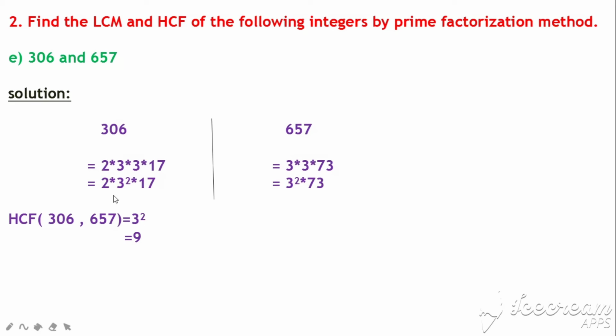Now what is LCM? LCM is the greatest power of each prime factor. So for prime factor 2 it is the greatest. For 3 square there are two values, that is 3 square and 3 square. So 3 square is a prime factor, but you need to choose only one 3 square. Now 17 is only present once, so 17 is considered. 73 power 1 is also considered. Now the LCM is 2 into 3 square into 17 into 73. It is nothing but 22338.